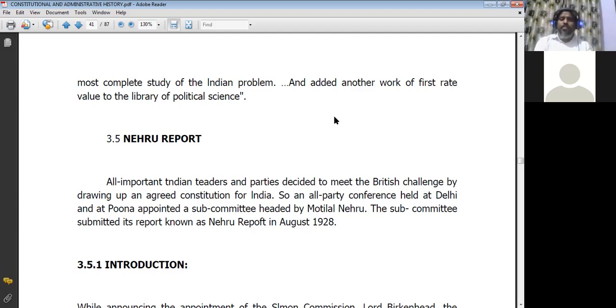All important Indian leaders and parties decided to meet the British challenge by drawing up an agreed constitution for India. So an all-party conference held at Delhi and at Pune appointed a subcommittee headed by Motilal Nehru. The subcommittee submitted its report, known as the Nehru Report, in August 1928.